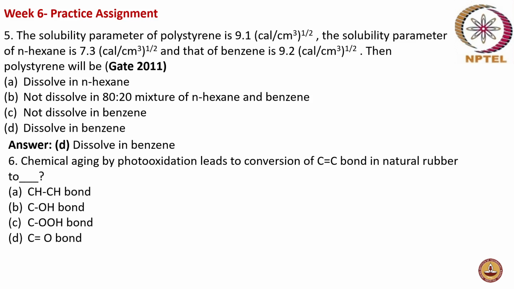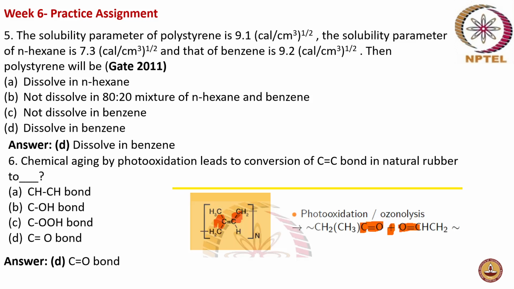Chemical aging by photooxidation leads to conversion of C double bond C in natural rubber to which type of bond? CH bond, or COH bond, or COOH bond, or C double bond O bond. This is again taken from lecture. C double bond O bond. Okay, you are right. So in photooxidation, this C double bond C is converted to C double bond O.